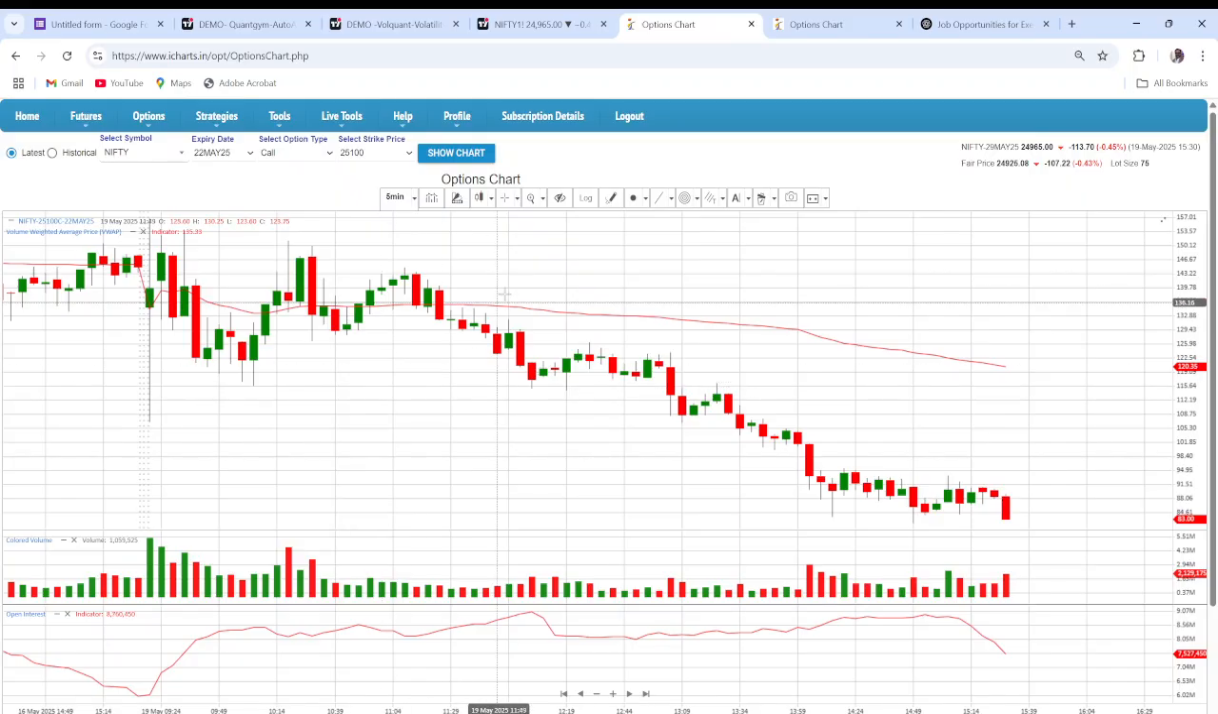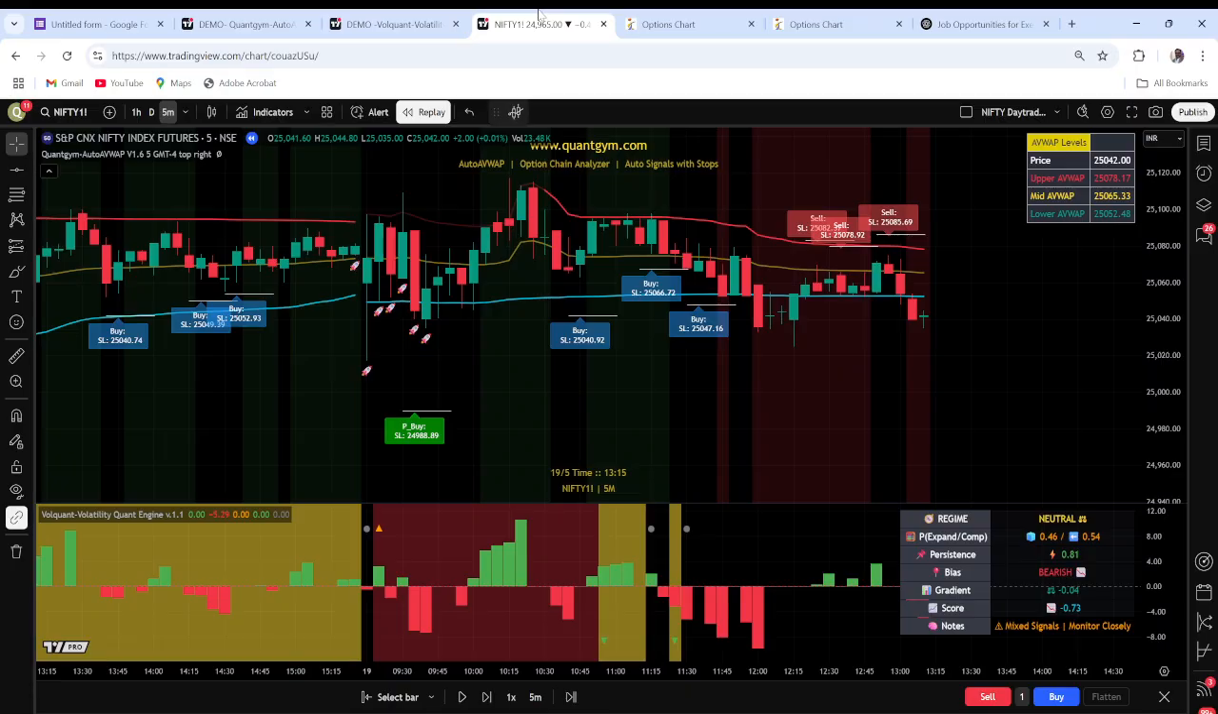If you are feeling nervous about selling a naked call, I would suggest sell 25,100 and buy 25,200. That becomes a call spread. It becomes much more risk neutral, kind of risk covered or hedged, you can say. So let us proceed.